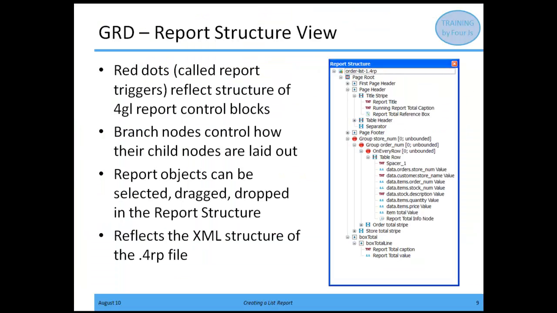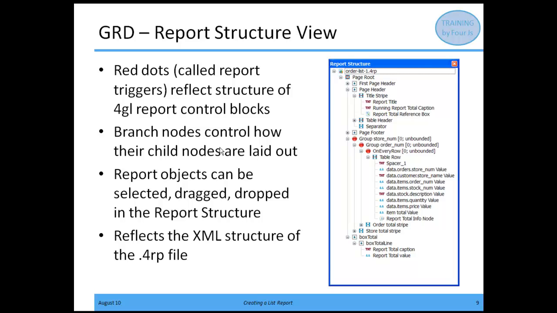The next view, a very frequently used view when you're working with reports, is known as the report structure view. The report structure view is comprised of a tree view of what you're building inside of that main work area. It's comprised of nodes with parents and children. It has a series of red dots, which are known as report triggers, and these reflect the structure of the 4GL report control blocks. So the fact that I have a group store num means I've ordered externally by store num, and whenever the data streams across, when the store number changes, this group store num trigger can take effect.